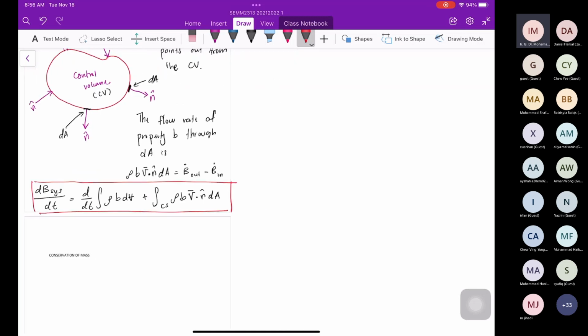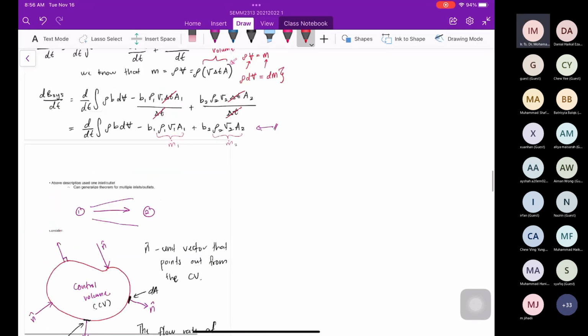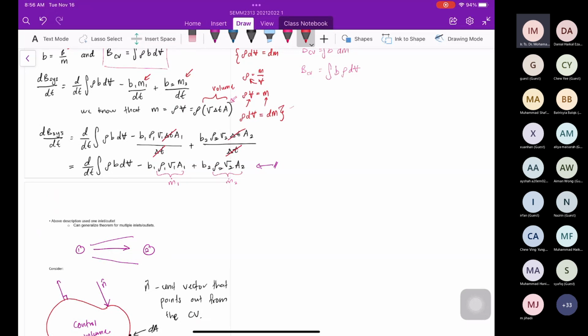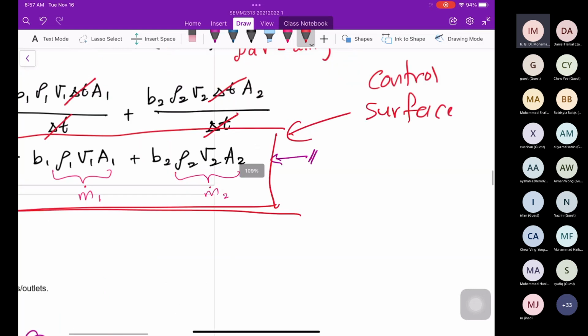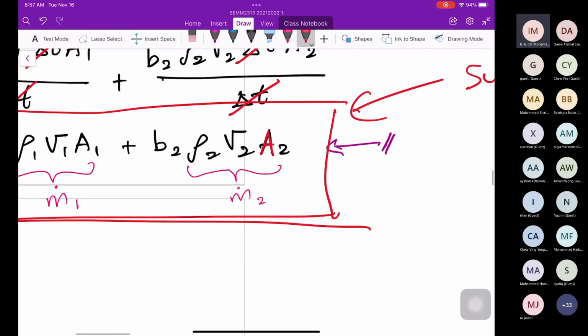Alright. So you can see this is the same as this one. The same one, nothing changed. But this one we change. This refers to the surface. We call it a control surface. Why does it refer to the surface? Because we have the area.